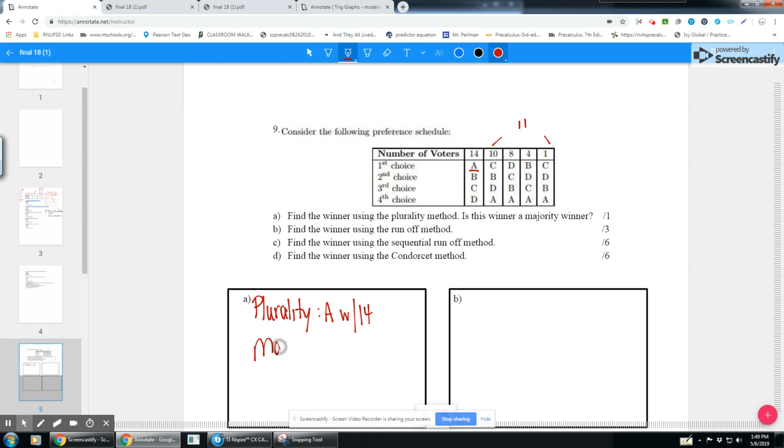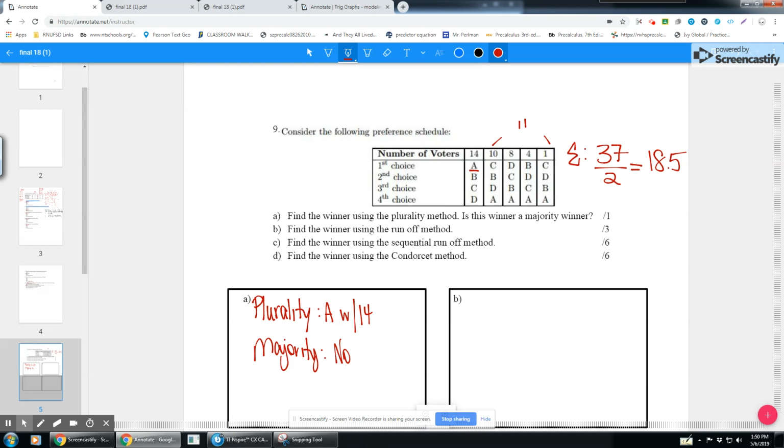Is it a majority? Well, remember, that means more than 50%. How many votes do I have in total? 24, 32, 36, 37. That means we need 19 votes, so there is no majority.